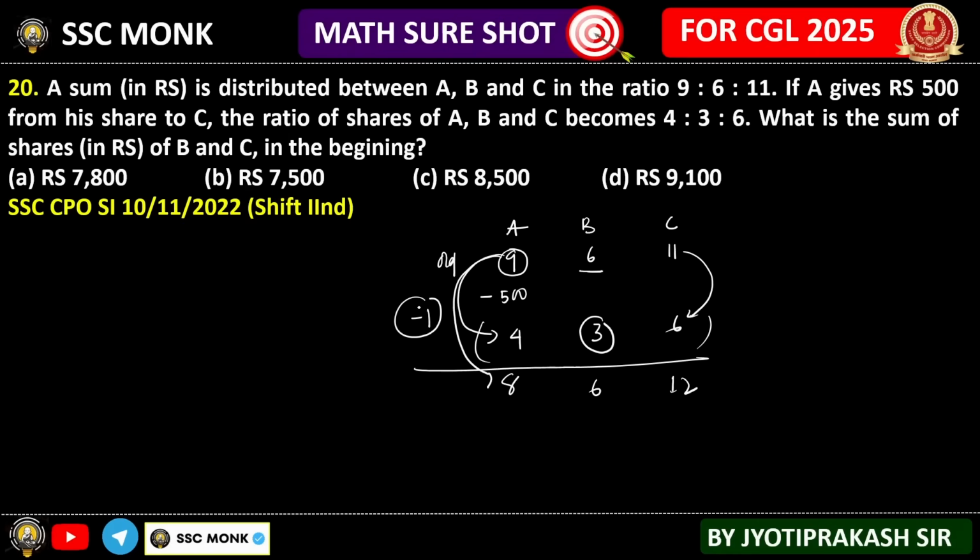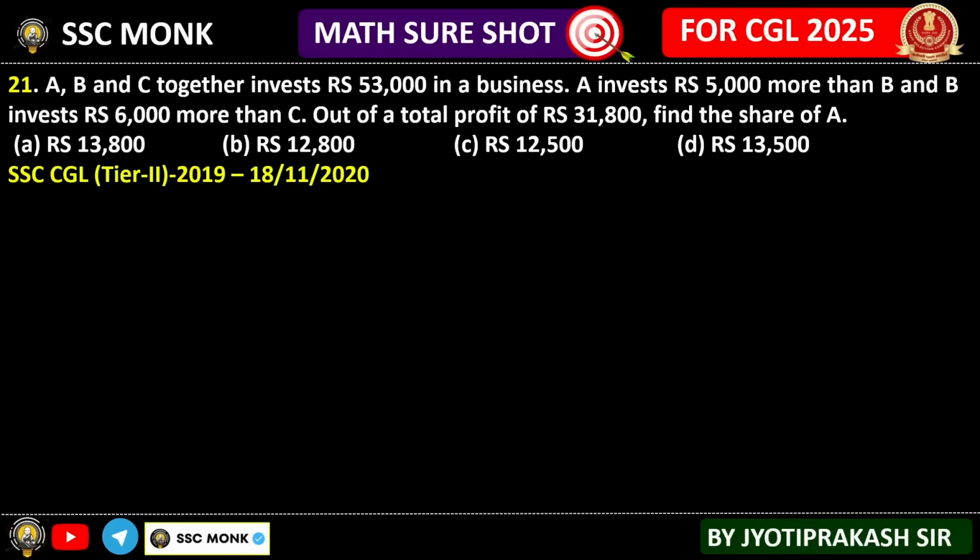So one part dropped here. Previously it was 6 parts, and 500 added, so it became one more part. That means one part is equal to 500. Very basic. Now it is asking what is the sum of shares of B and C in the beginning? That is 6 plus 11, 17 into 500, that is equal to 8500. Answer option C. Next.